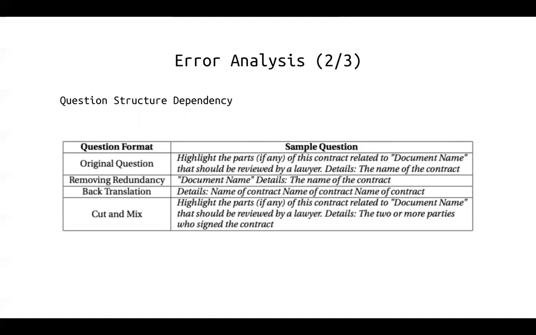We experimented with three things by changing the structure of the question. First was removing redundancy, that is, remove the "highlight the..." part and just keep the field name, the contract and the details. The second was back translation, that is translating it into a different language and translating it back. And the third was cutting and mixing, that is keep the field name and jumble up the details of it to see on which portion of the question we have a dependency.